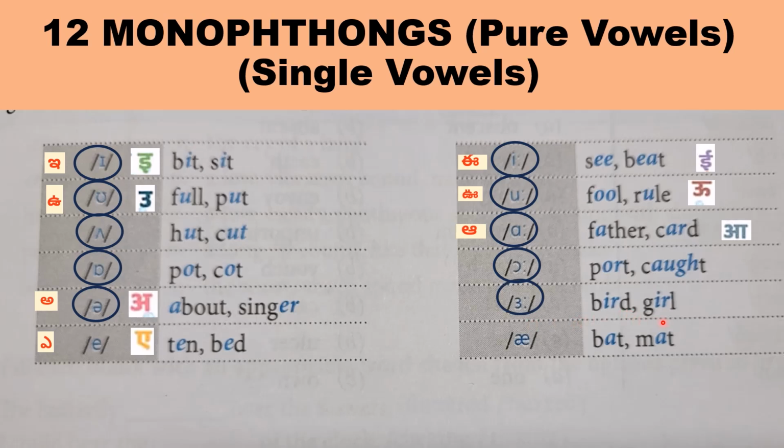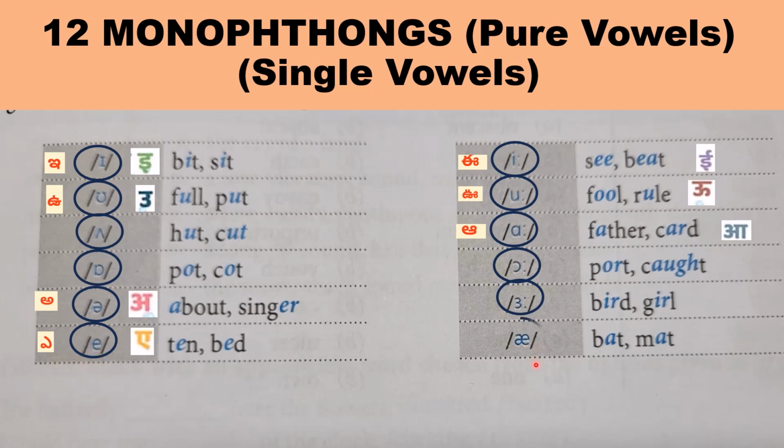sound, bird, girl. Here I is giving a longer sound again. This sound also has to be produced from your throat. Bird, girl, okay. And then here E. When you write E, it gives a sound of A. TEN, ten, BED, bed, A sound. Okay. So E gives a sound.